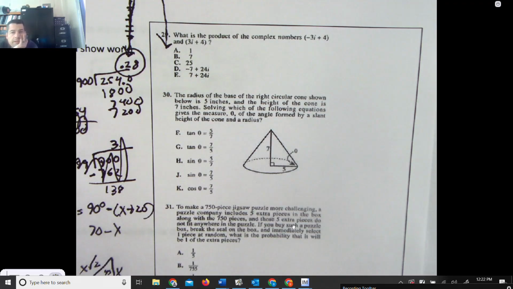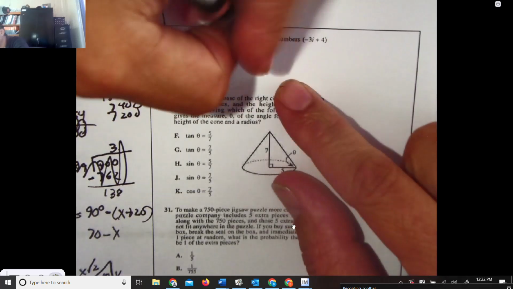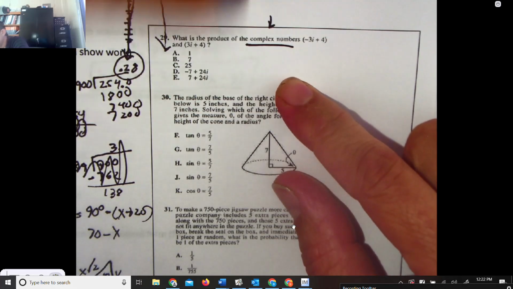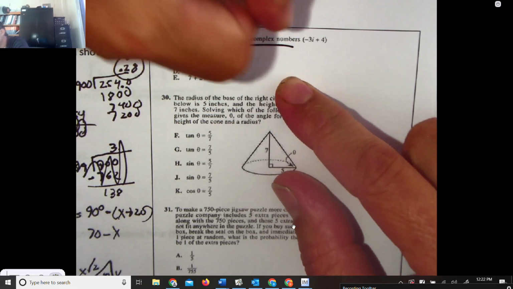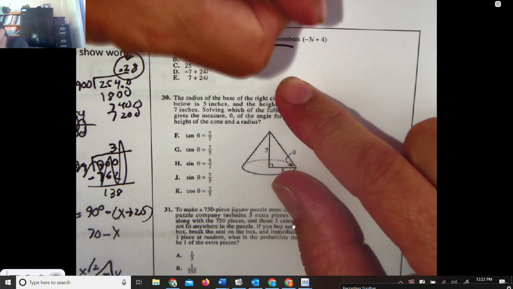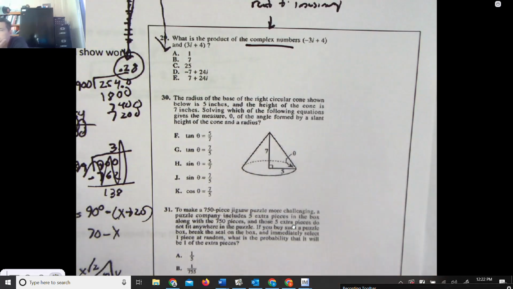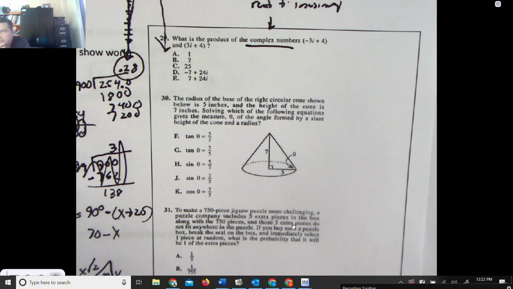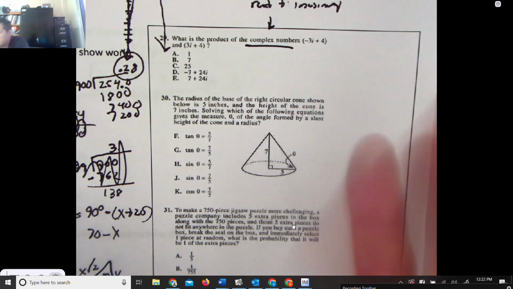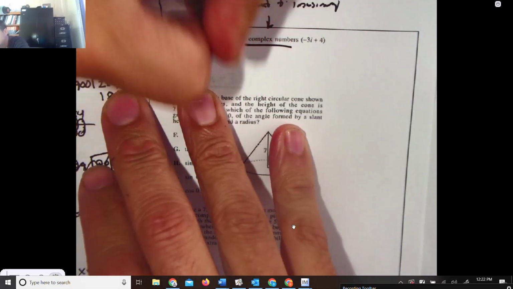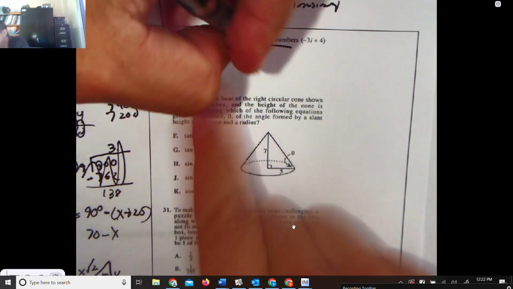What is the product of the complex numbers negative 3i plus 4 and 3i plus 4? Complex numbers are real plus imaginary. This actually got pulled from your Algebra 2 standards, but I'm going to teach it anyways this year because it's on the ACT. And my job is to give you opportunity.